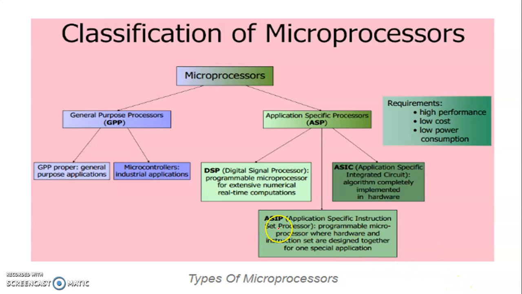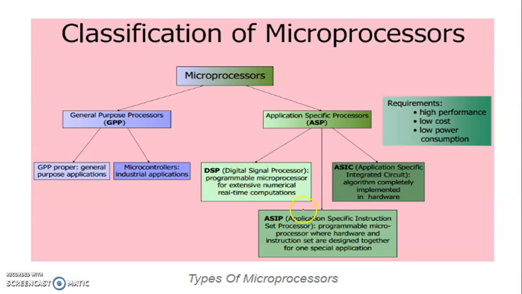Next is ASIP, application specific instruction set processor. This is used for a programmable microprocessor where hardware and instruction set are designed together for one special application. Third one is ASIC, application specific integrated circuit. It's for an algorithm completely implemented in hardware.